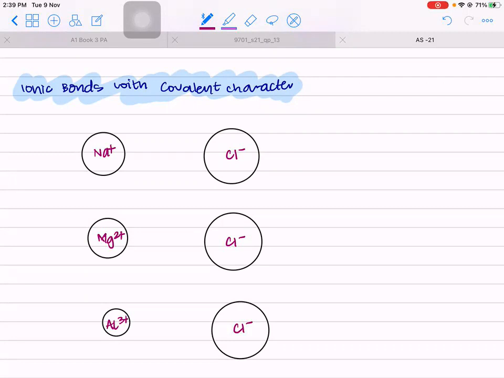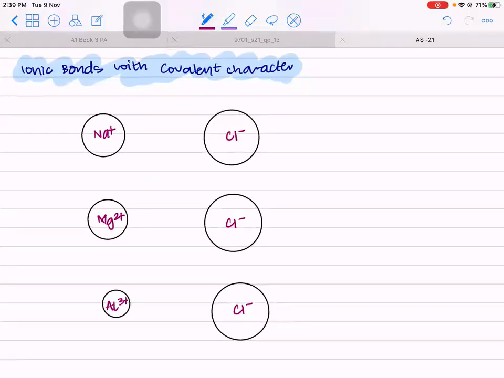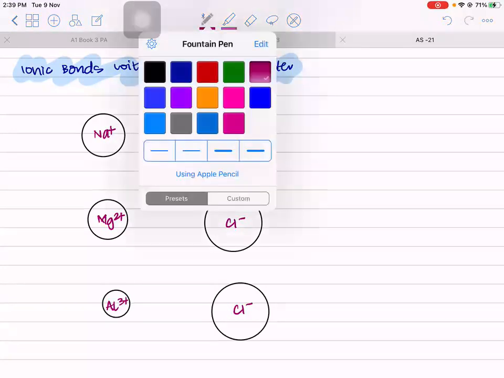Clear? I've drawn these. Now we know that these are ionic. This is also ionic. And we know this one right here is covalent. Why so? Shouldn't it be ionic? Let's see. There is something called charge density. What is charge density?